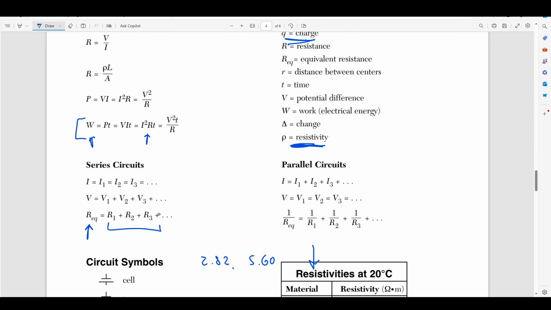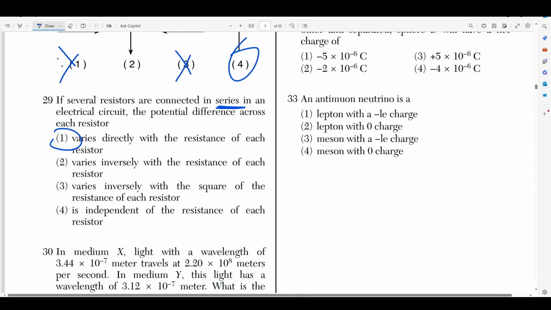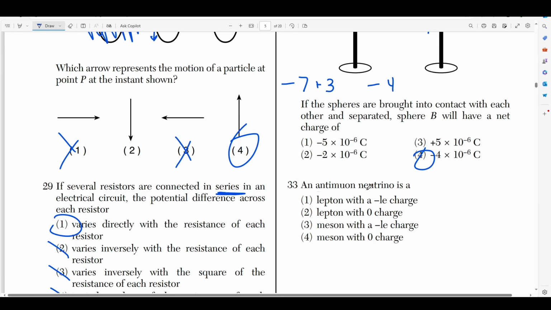So if you keep adding resistors here, your Req is going to be greater. If this was a parallel circuit, the more resistors you would include into the circuit, the less total resistance you'd have, because it's 1 divided by that. So if you keep adding fractions, sure, the total resistance will eventually decrease. So it would be inverse. Here, because it's in a series circuit, it will be directly proportional, and it's not going to be independent either, because resistance is never independent.